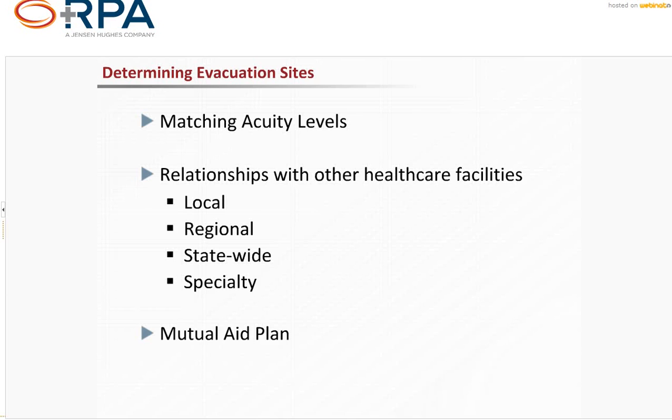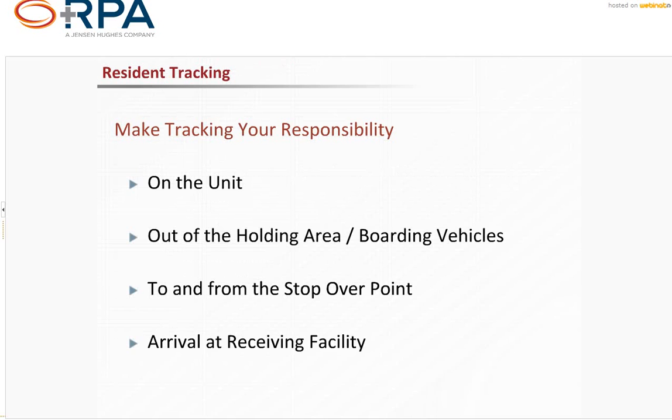Kind of summing up some of this here for full building evacuation, the biggest thing that we've got to look at as we're looking for the receiving sites is that we are doing matching like-for-like care, matching the acuity levels, and making sure that we're maintaining those relationships with other facilities in amongst the mutual aid plan, and making sure that we remember that this tracking process is our responsibility. As that evacuating facility, it's our responsibility to track from the time they leave the unit to a holding area, to the point they get on a vehicle, to where they end up going, whether it be a stopover point or a receiving facility.